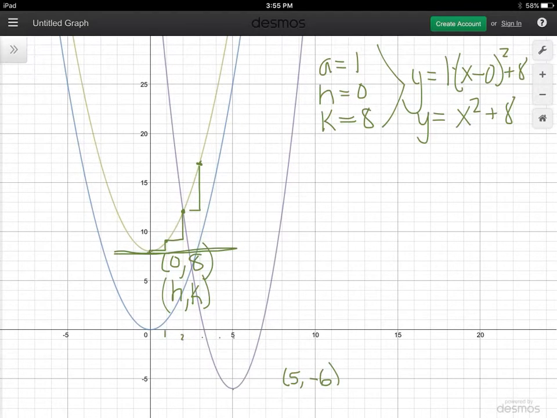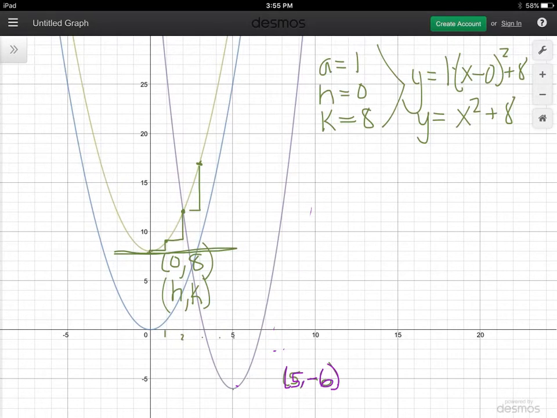So, sorry, we have 5, negative 6. And let's see what our step pattern creates at this one. If we go over 1, up 1, over 1, up 1, 2, 3, over 1, up 5, 1, 2, 3, 4, 5. So we can see that A is clearly not 1. It did not follow. Our parabola would have gone up like this if the A value is 1, and that's not the case here. So we know that we're using a different A.